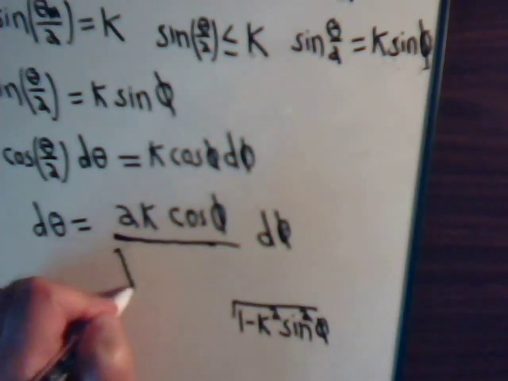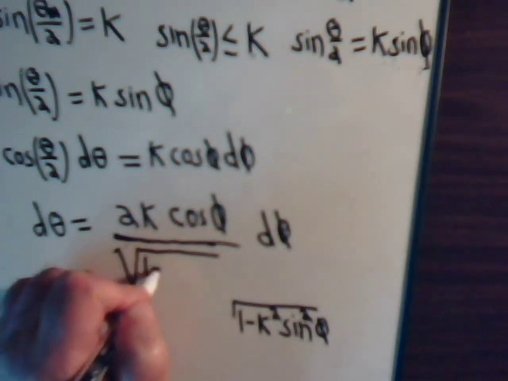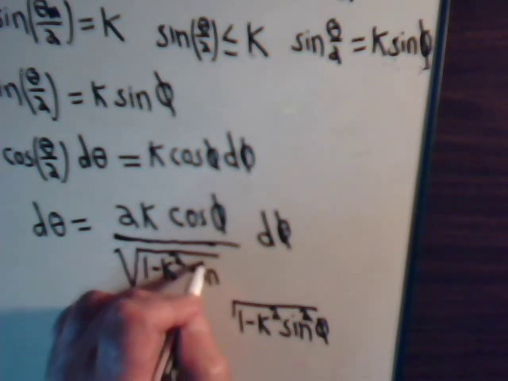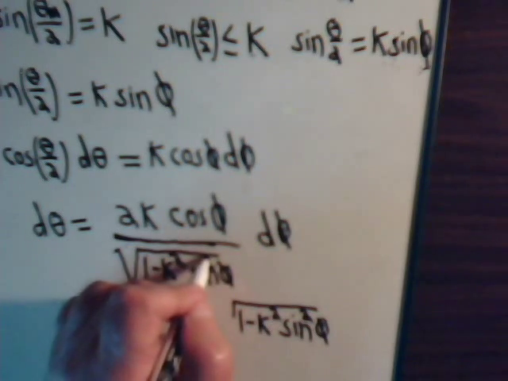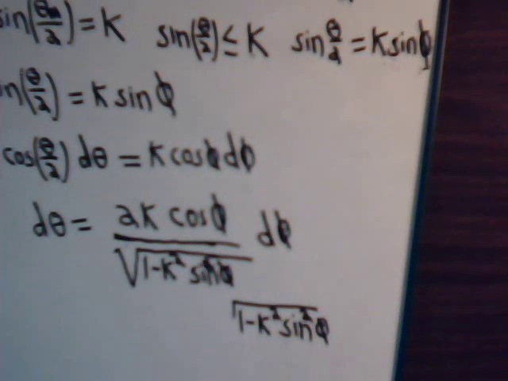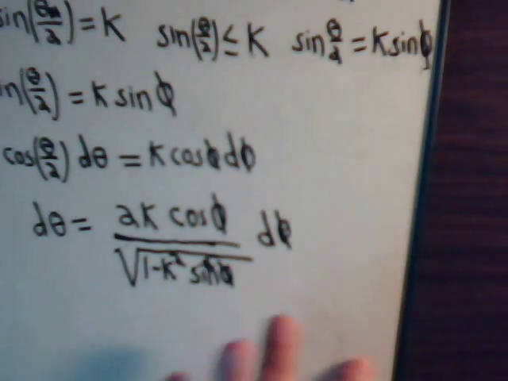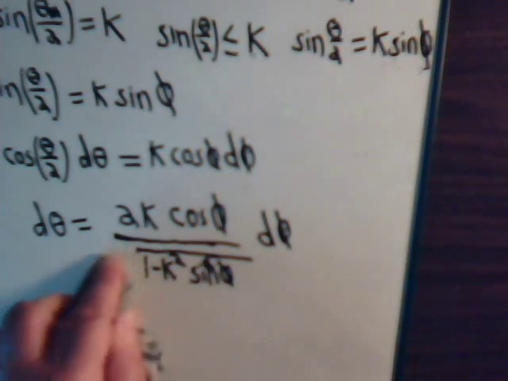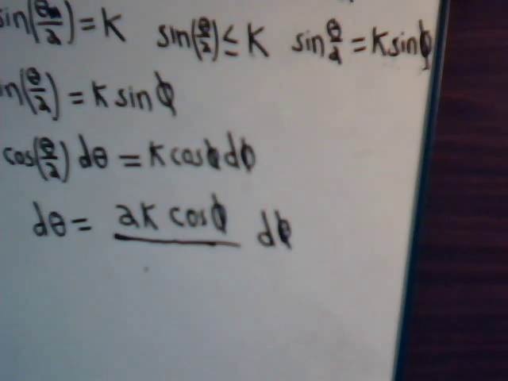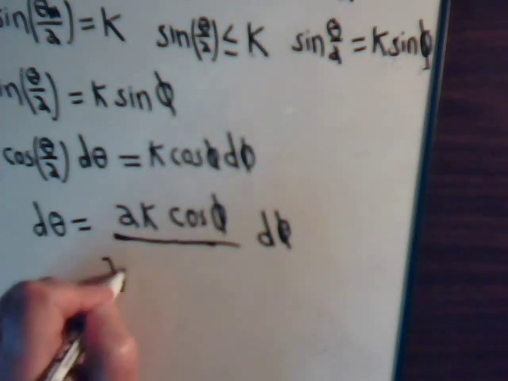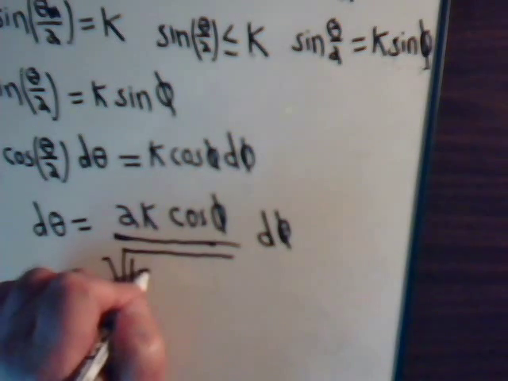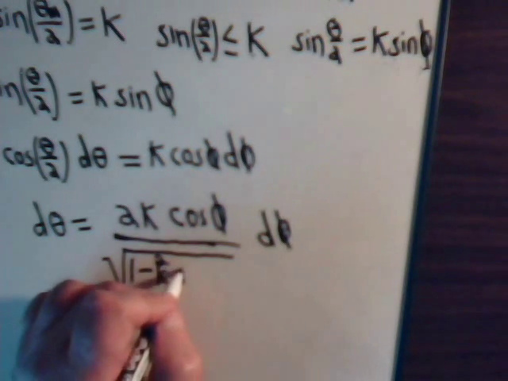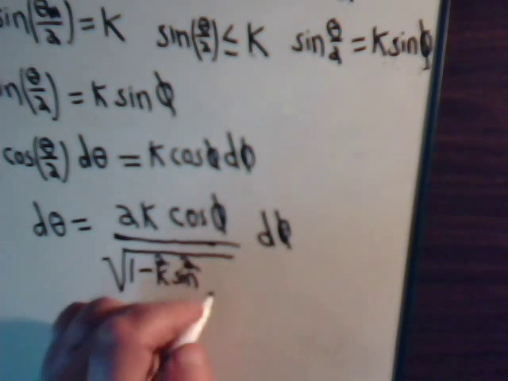So this is divided by the square root of 1 minus k squared sine squared phi. We don't need this anymore. So now, let's write this a little bit neater. Square root of 1 minus k squared sine squared phi.